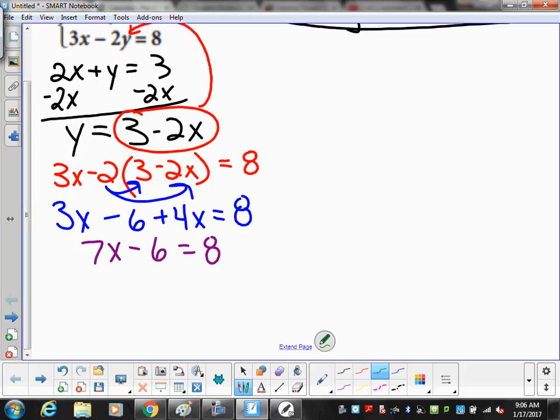So add 6, add 6. 7x equals 14. And then you divide both sides by 7, so what does x equal? 2.